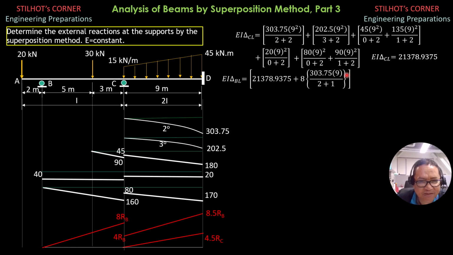8 times moment length 9 over second degree plus 1. Formula for the slope at C, then multiply it by 8 because the distance between B and C is 8. Then plus this one, 8 times 202.5 times 9 divided by third degree plus 1.